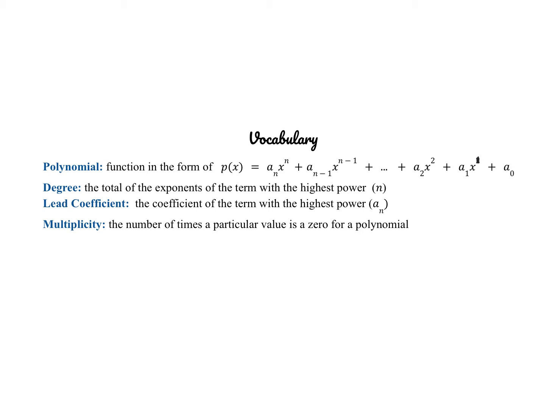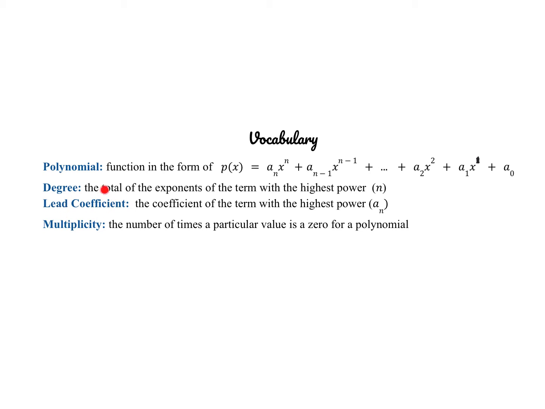Now, the next really important piece of vocabulary that we'll use a lot today is the degree of the polynomial. So by definition, the degree is the total of the exponents of the term with the highest power. For these, it's just going to be n. So you have to find the highest exponent. Sometimes your polynomial is written out of order. So make sure you're actually going through and finding what is your highest exponent.